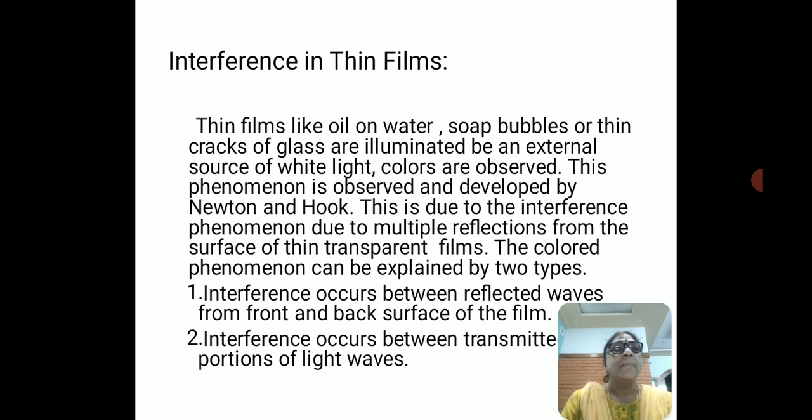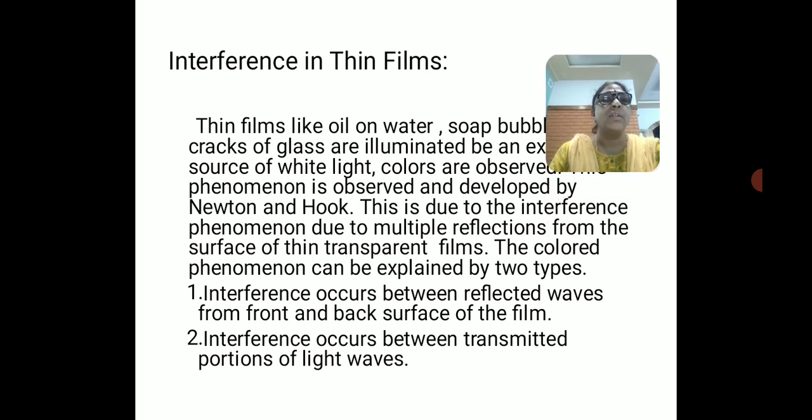The colored phenomena can be explained in two ways: the interference due to reflection of light and the interference due to transmission of light. Number 1, interference occurs between the reflected waves from the front and back surface of the thin film, and we get bright and dark fringes. Number 2, interference occurs between the transmitted portions of the light waves. Here we are going to study the reflected waves.